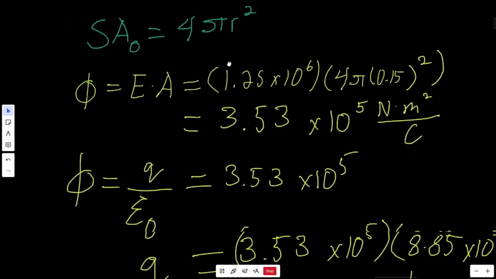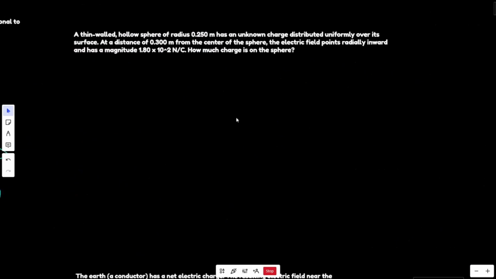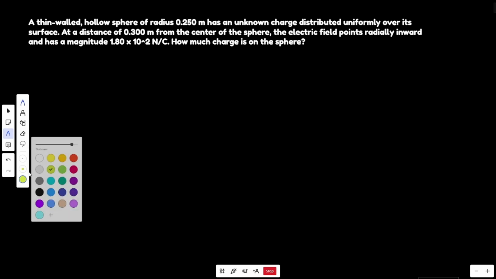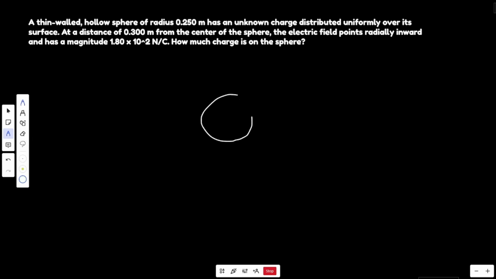Alright, so it seems like we're going to go back to this process of thinking. First, we have to draw. How do we draw this problem? We have to analyze it closely. So we have a thin-walled hollow sphere. So we have one sphere first. Let's draw that sphere. We have one small sphere, and the radius of this sphere, let's make it bigger, is 0.250 meters. Now we also have a distance of 0.300 meters from the center of the sphere being involved.